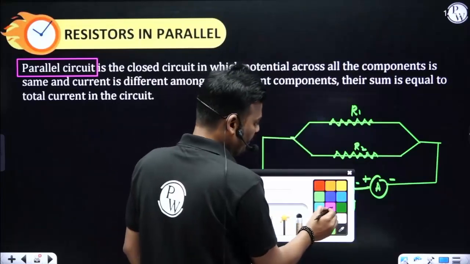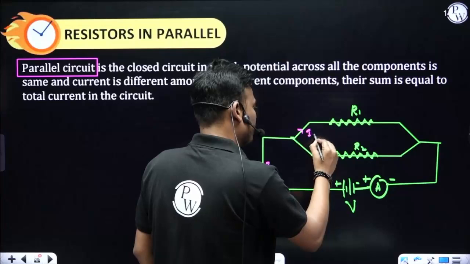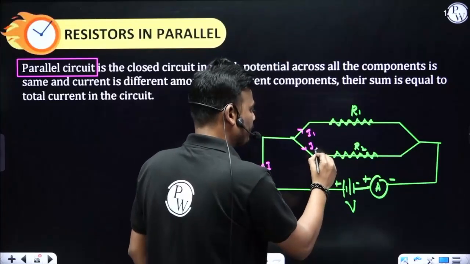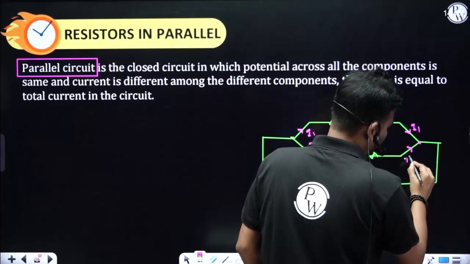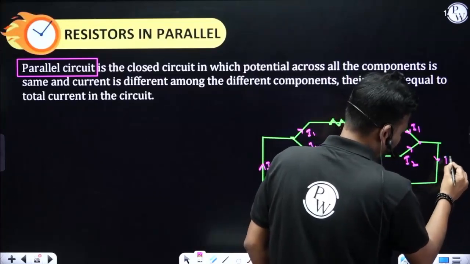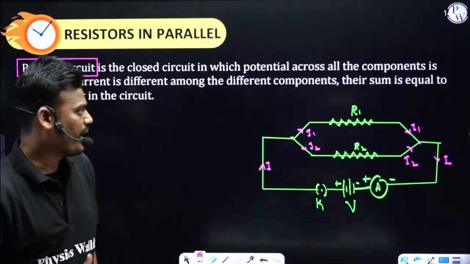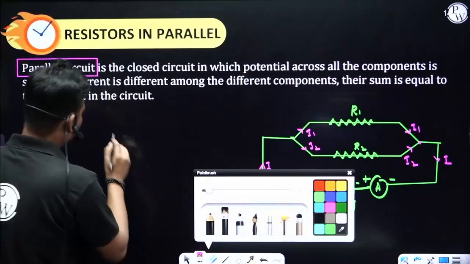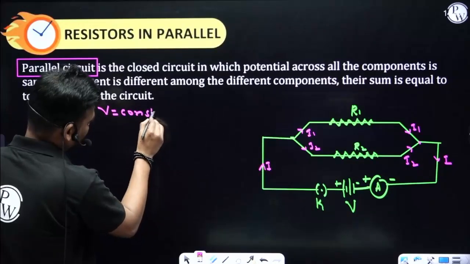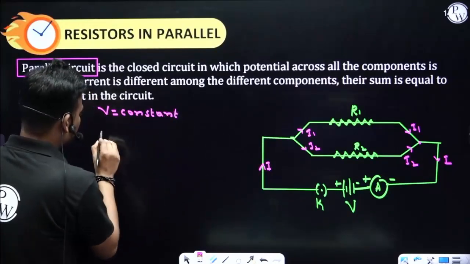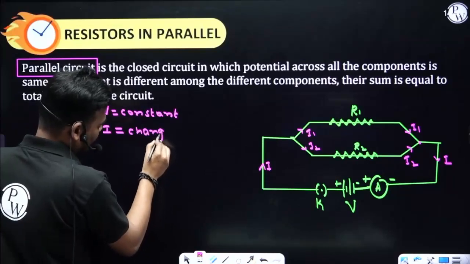And current will be flowing, and here current will divide into I1 and I2. Okay, so after reaching this point, again I will flow. That is the total current. Okay, so this is the circuit diagram. Now, according to the concept, V constant means the same, and then current changes.